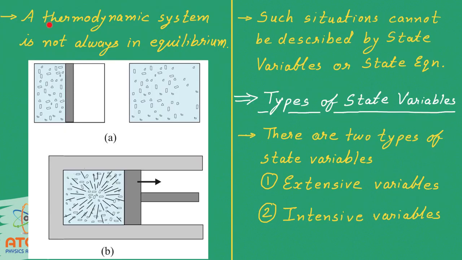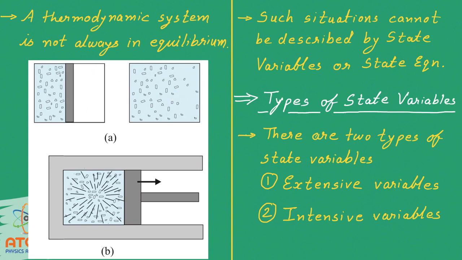Now, every thermodynamic system is not always in equilibrium. It is not necessary that every thermodynamic system will be in equilibrium only. In that case, what will happen? In such a situation, we cannot describe it by state variables or state equation. Remember this thing. If a thermodynamic system is not in equilibrium, then we cannot describe it by state variables or state equation. Let me show you two examples here.